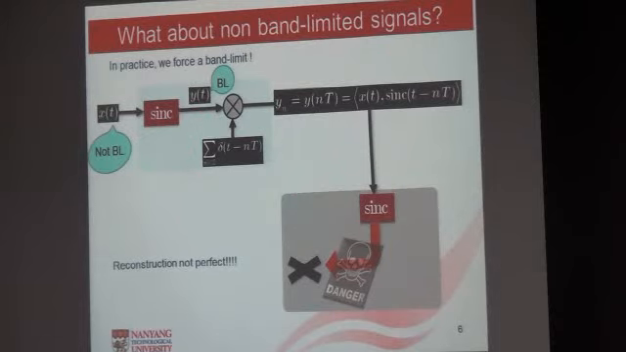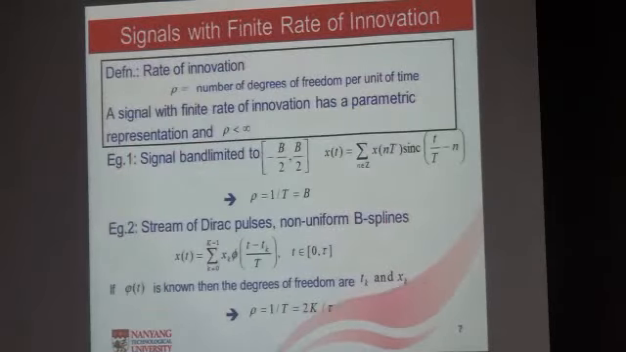Okay, so we don't want to take a lot of samples. What we want to do is recover x of t, which is non-band limited, with the minimal number of samples, just a sufficient amount. Okay, so this is basically where the signals with finite rate of innovation come into play.